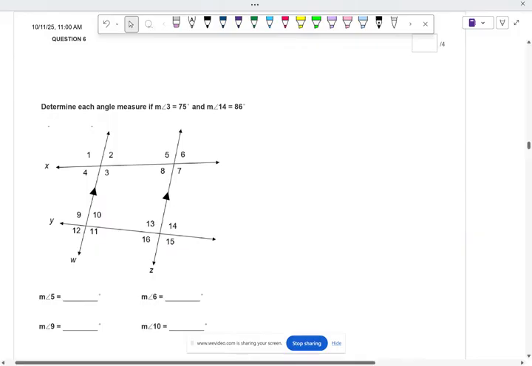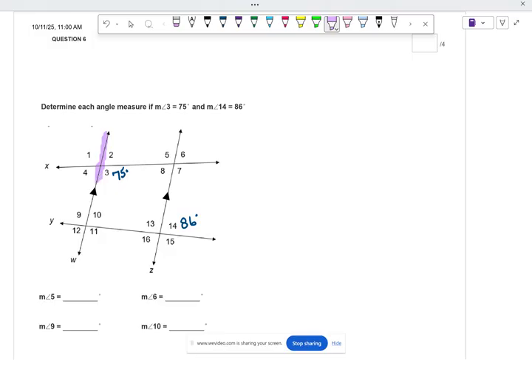Okay, question number 6. Determine each angle measure if the measure of angle 3 is 75 and the measure of angle 14 is 86. All right, the first thing I'm going to do is get my purple pen and highlight my parallel lines in purple. Then I'm going to fill in all the other angle measures in each little cluster.